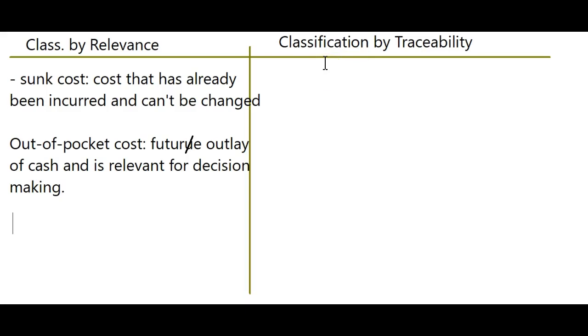And for the classification by traceability, we have two options. We have direct cost and an indirect cost. Direct cost is easily traceable to the product. Indirect cost is not easily traceable to the product. So this one is very straightforward. I will have direct labor, direct materials, and that's it. Those are my direct costs, only things that are contributing directly to my finished product.